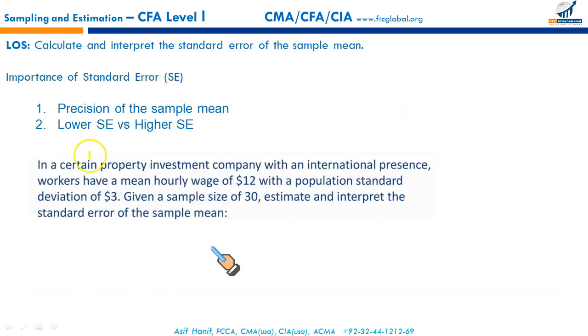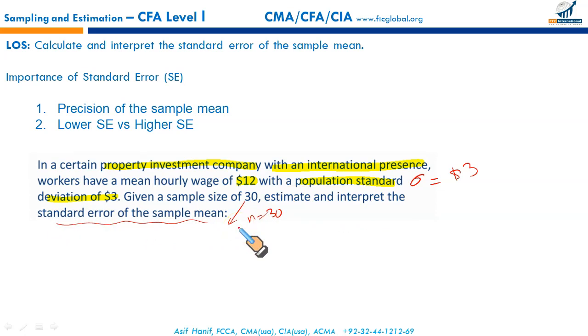Here it is. In a certain property investment company with international presence, workers have a mean hourly wage of $12. With the population standard deviation, now this is important. We have been given the population standard deviation, that is $3. And given the sample size n is 30, estimate and interpret the standard error of the sample mean. We have to estimate and then also give our interpretation.